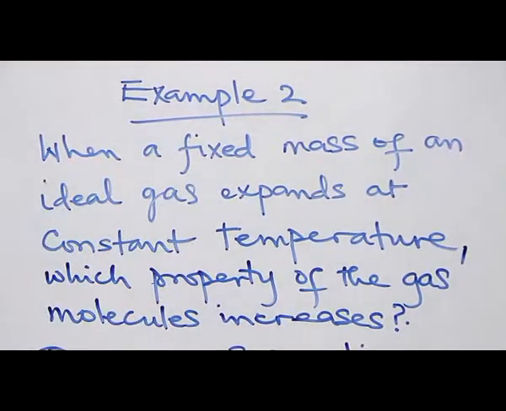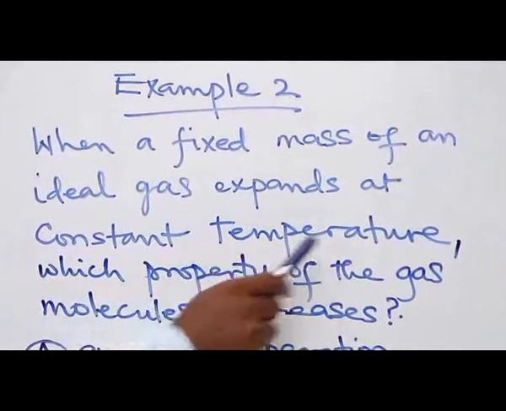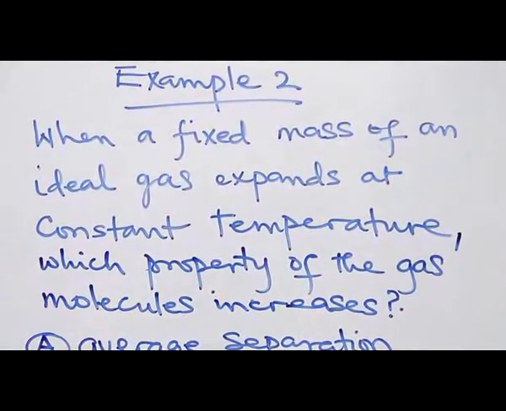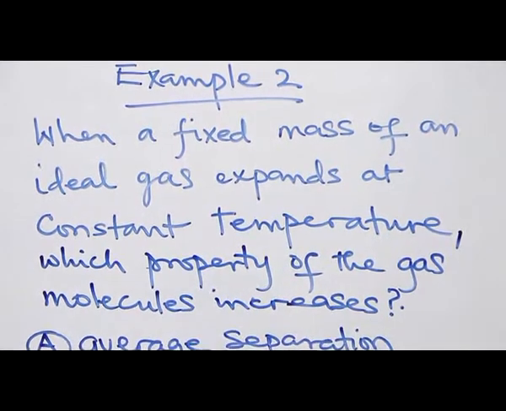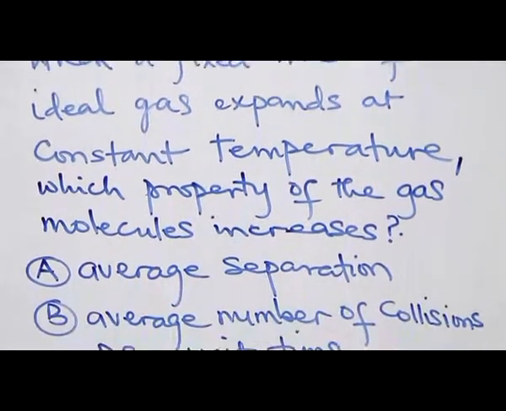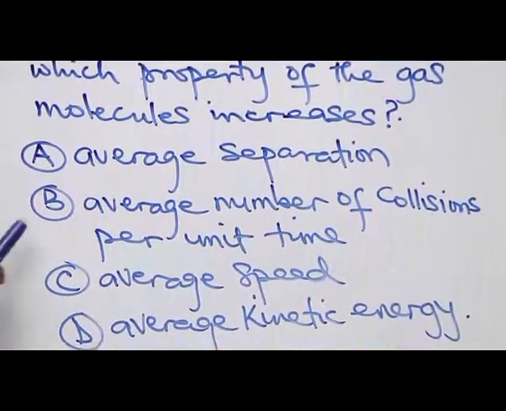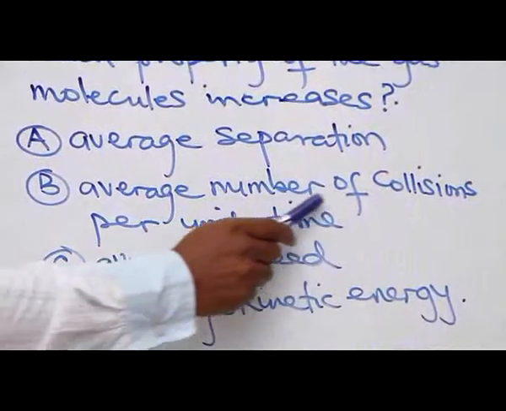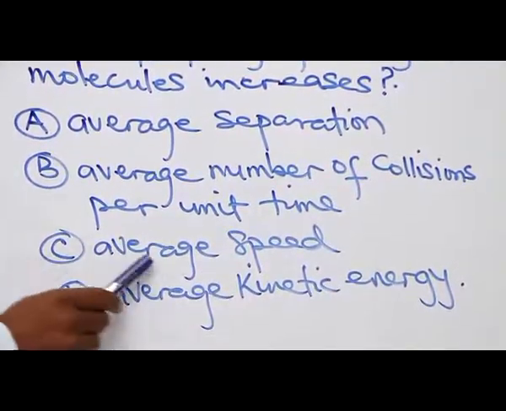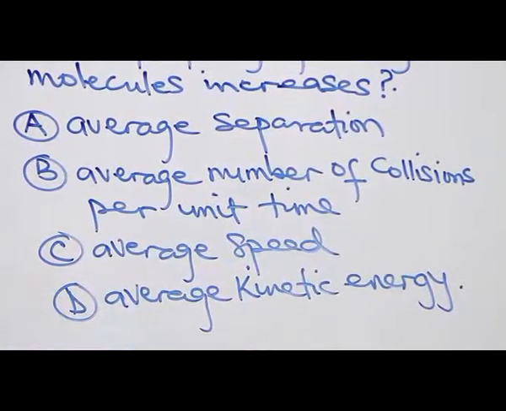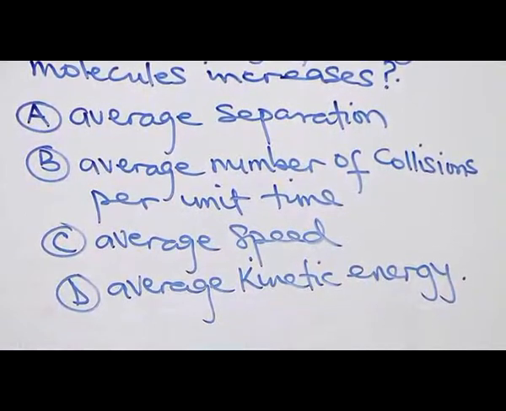Example 2. When a fixed mass of an ideal gas expands at constant temperature, which property of the gas molecules increases? A. Average separation. B. Average number of collisions per unit time. C. Average speed. And D. Average kinetic energy.